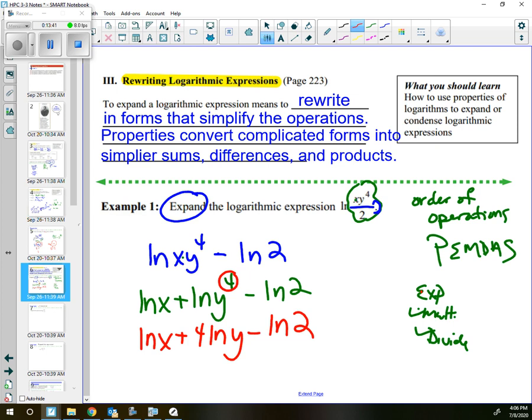And this is what we're talking about when we say expand into sums, differences, and products of just those individual pieces. So natural log of x plus 4 times the natural log of y minus the natural log of 2. Each one of the arguments is just a single thing. In the argument, there are no operations left to deal with. So no powers, no multiplying, no dividing. Everything is broken apart. That's what we mean by expand.